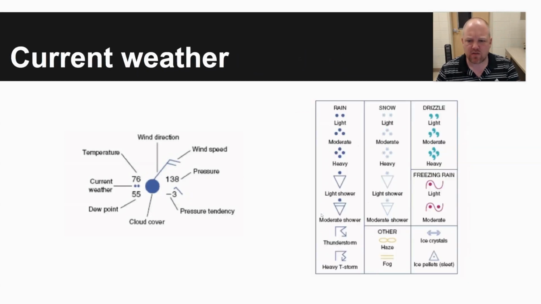The current weather. So what is it currently doing outside? Is it raining? Is it snowing? Is it drizzling? It's shown to the very left-hand side, at 9 o'clock, if you will, from the circle. It's shown as dots for rain, little snowflakes for snow, or commas for drizzle. And there are other symbols that are sometimes used, though less frequently.